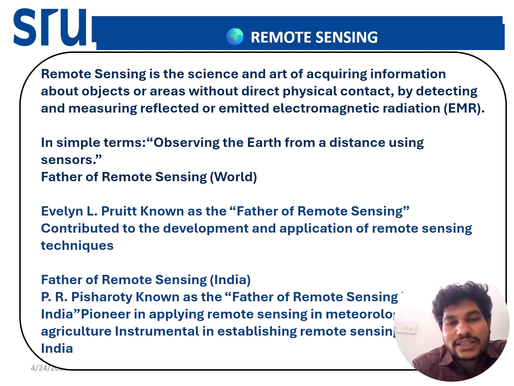In simple language, it is observing the earth from a long distance using sensors, that is called remote sensing. There should not be any direct contact with the object, there should be some distance. That is called remote sensing.